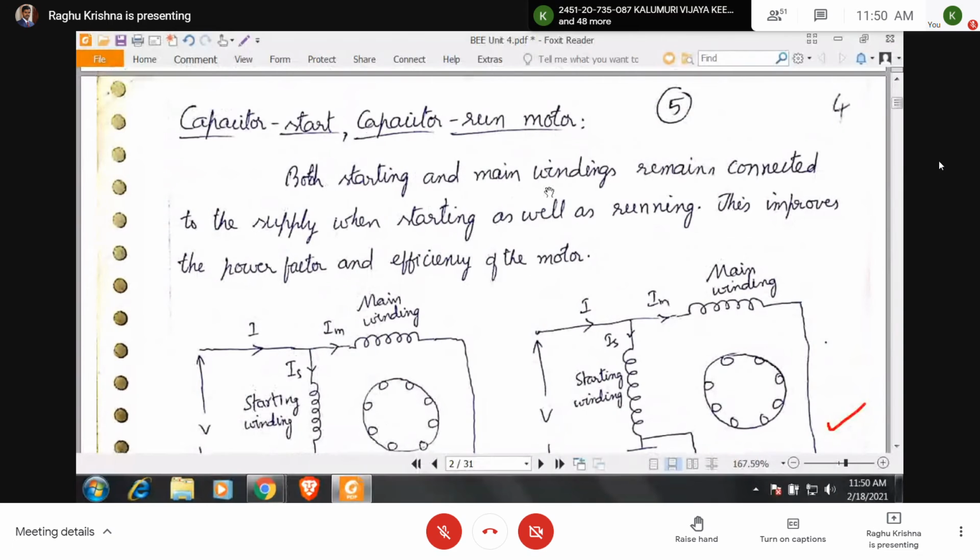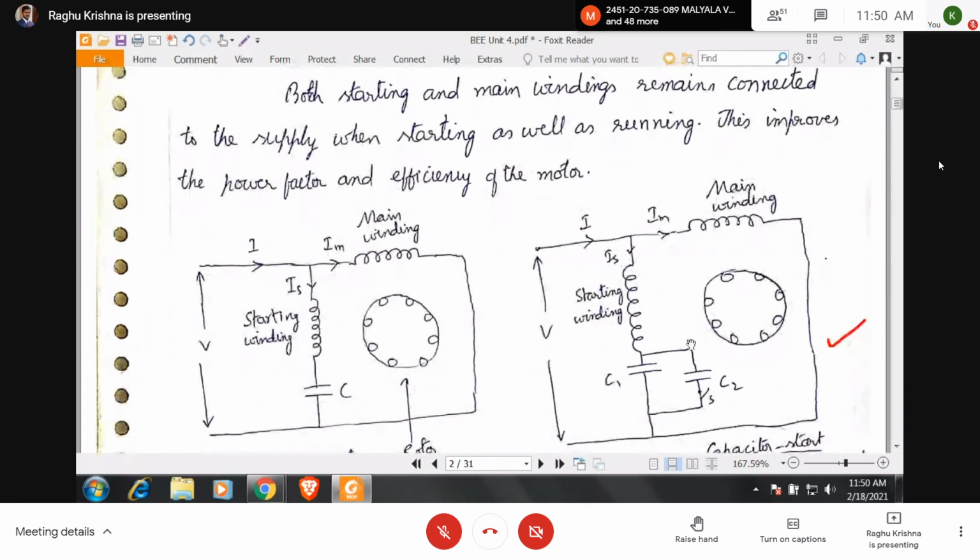Both starting and main windings remain connected to the supply when starting as well as running. Here, the switch is closed only at the time of starting. In that case, you can see the starting winding is connected, and the switch is opened when the rotor achieves sufficient speed.